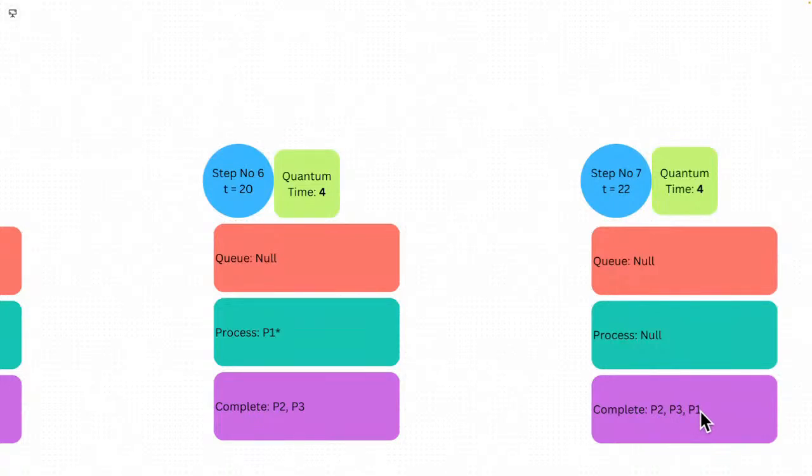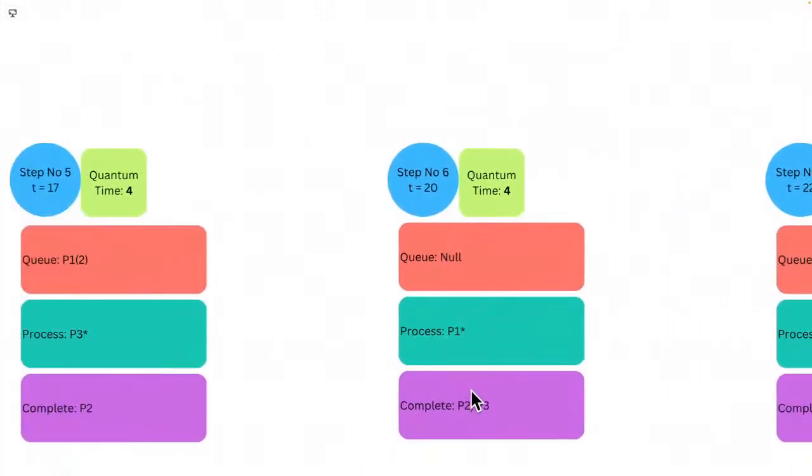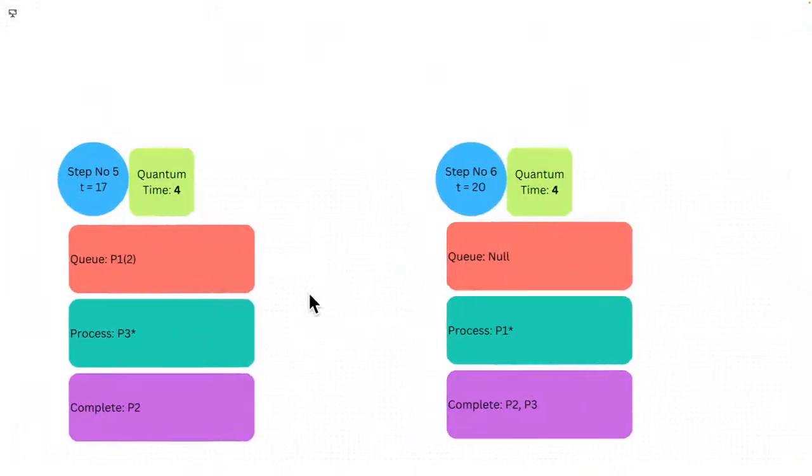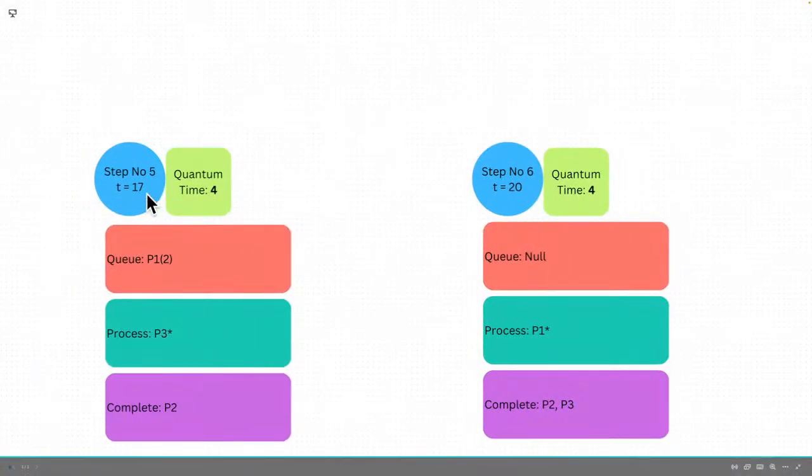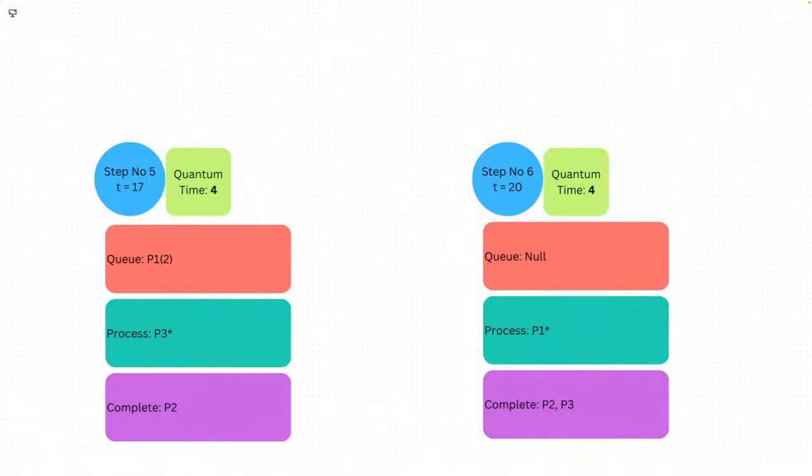So just to highlight, process 1 completed at t equals 22. Process 3 completed at t equals 20, and then process 2 completed at t equals 17. So 17, 20, and 22. So when we jump into the demo, we'll see that these time slices or these time units will show up in the actual code that we created.